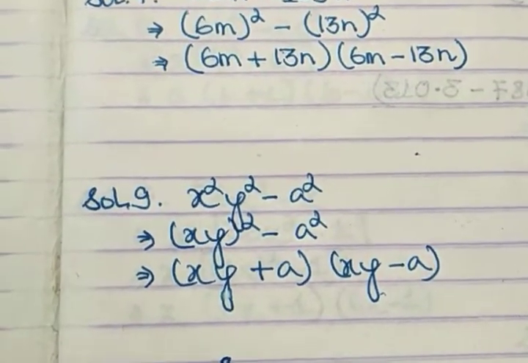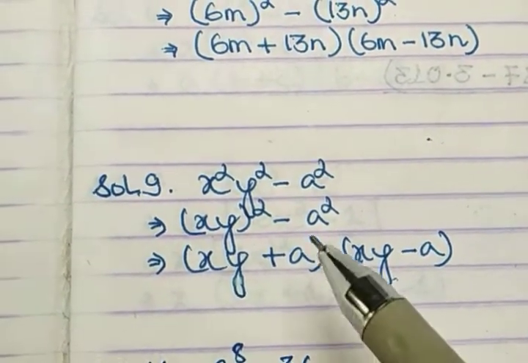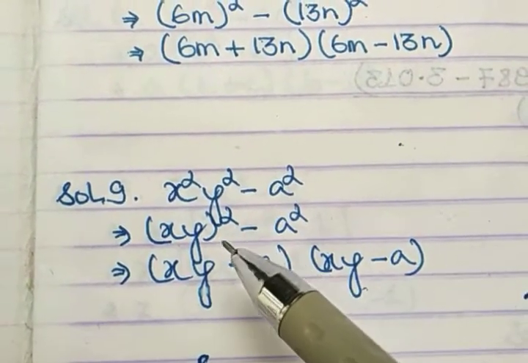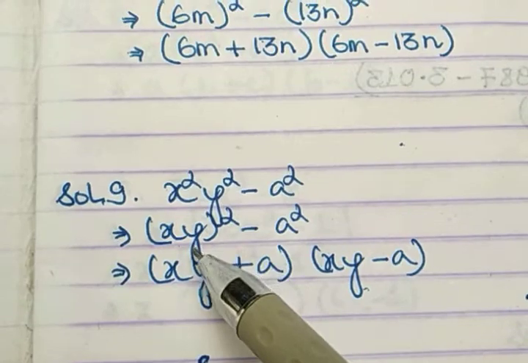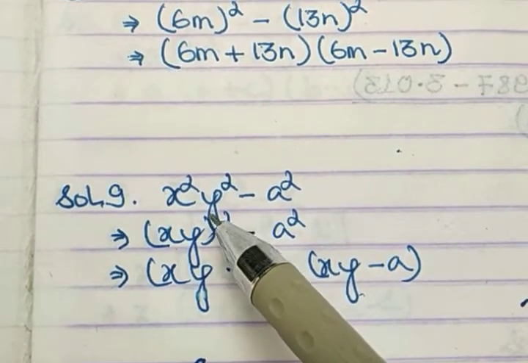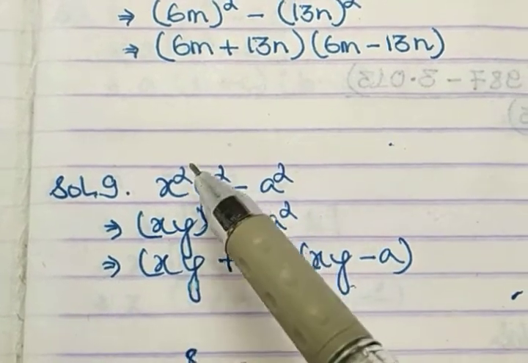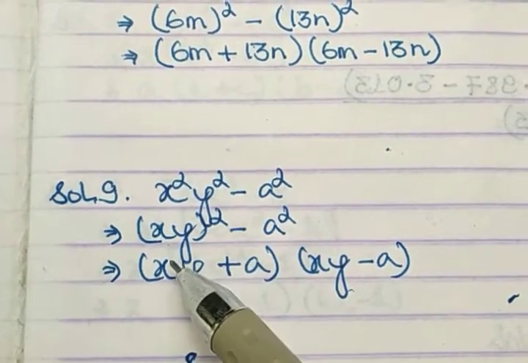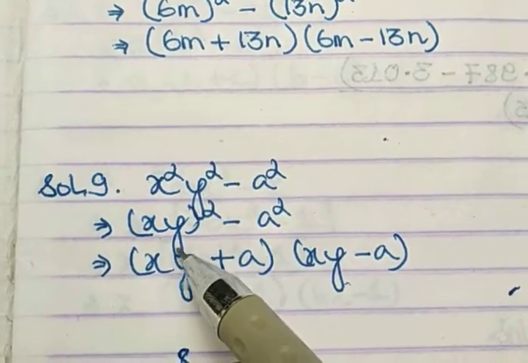Yes, now question number 9 we have here is x square y square minus a square. Again the same thing, x square y square can be written as xy whole square. See, we are using the identities of exponents as well. a to the power m into b to the power m, the exponents are the same. What can you write? You can write a into b whole to the power m, isn't it?